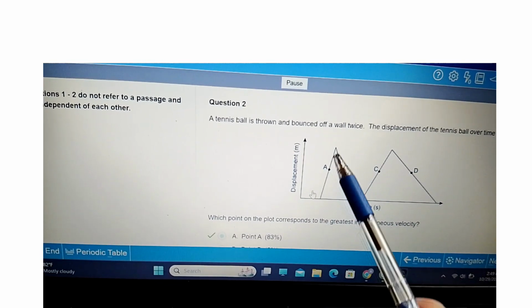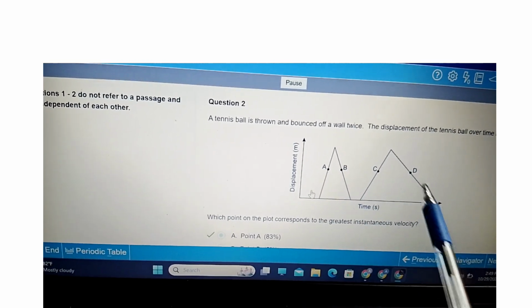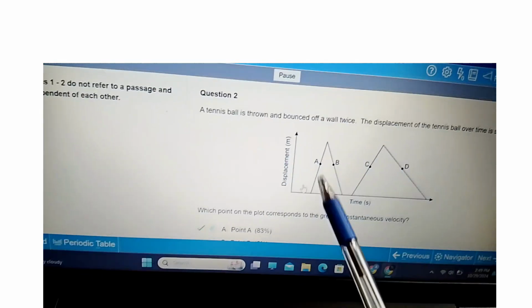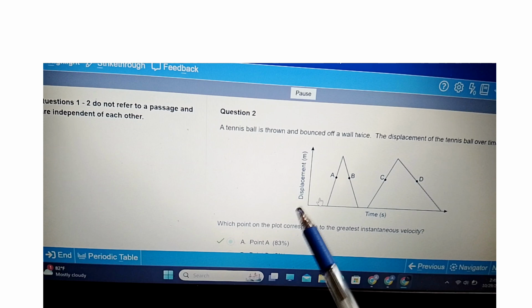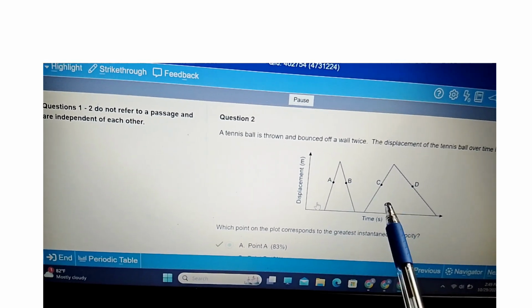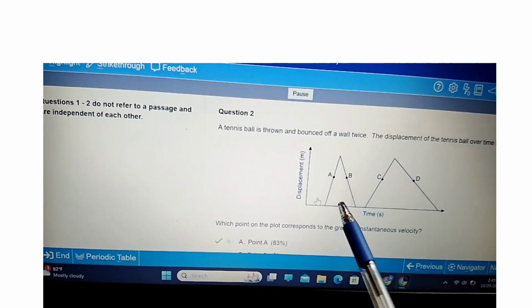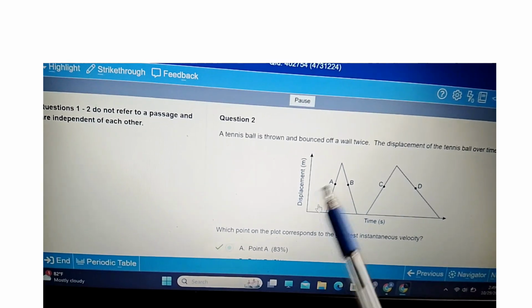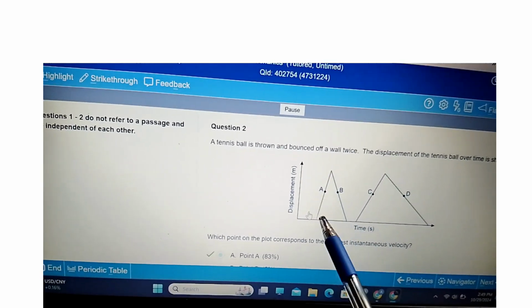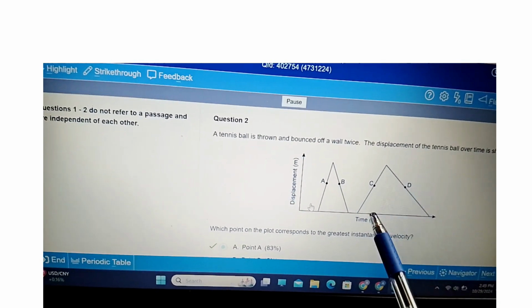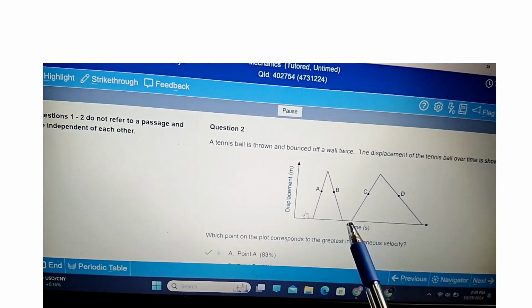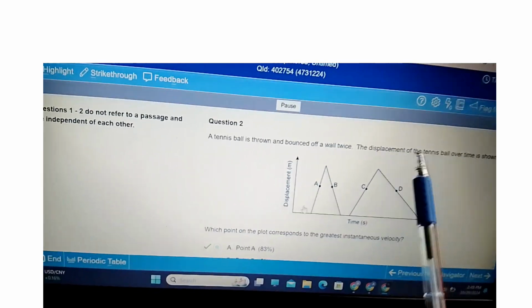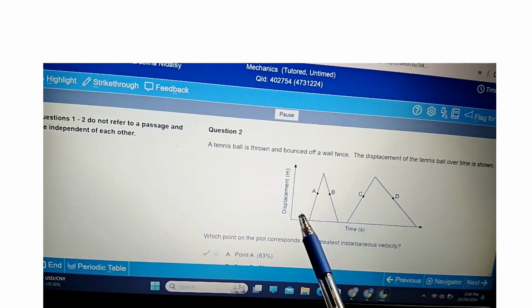And if we see B and D, these are moving in the opposite direction, so these are negative velocities, and A and C are positive velocities. If we compare A and C, then A has the greater velocity than C, because A is steeper, more like vertical, more parallel to the y-axis, and C is more like going towards the horizontal or the x-axis. So we will not say that C has the greater velocity, A has the greater velocity.